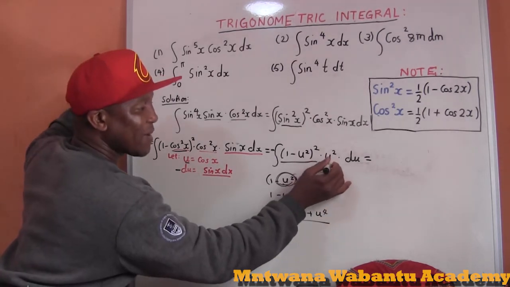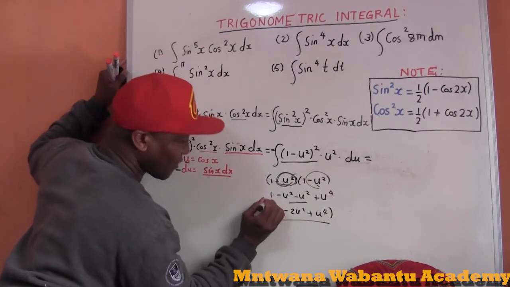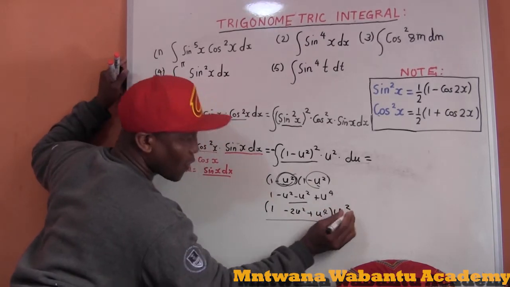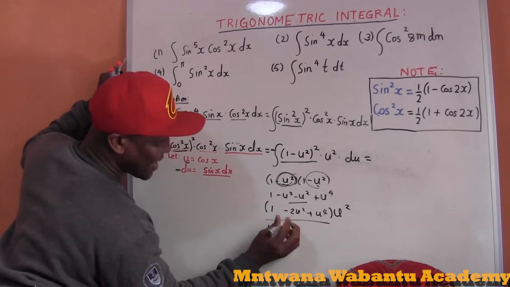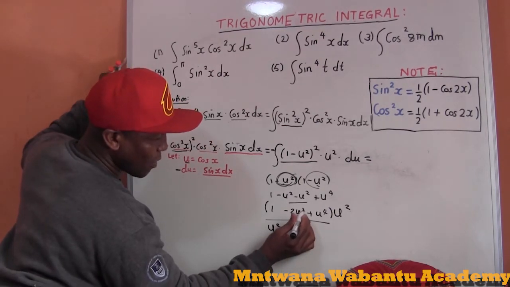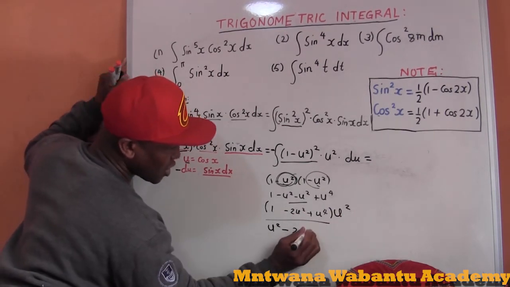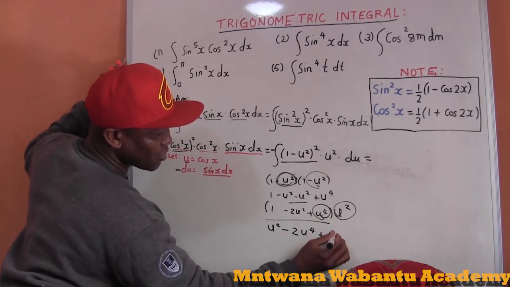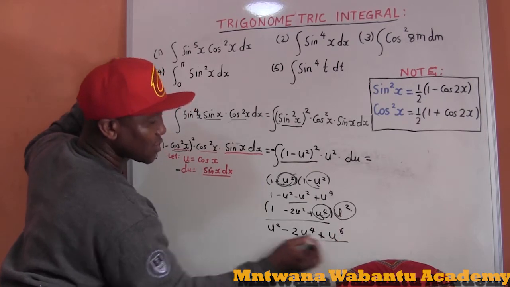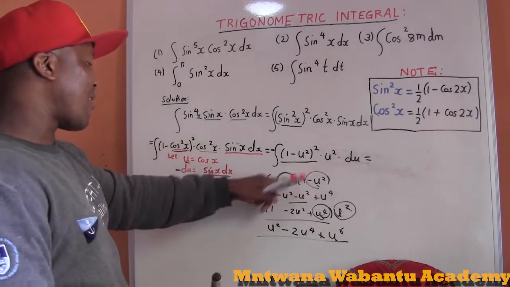But you have to multiply by u square. So all this stuff is multiplied also by u square. Now let's multiply. 1 times u square is u square, minus 2 u power 2 times u power 2 is u power 4, plus u power 4 times u power 2. The bases are the same, so I add 4 plus 2, equal to 6. Oh, so I'm going to replace all this stuff with this.